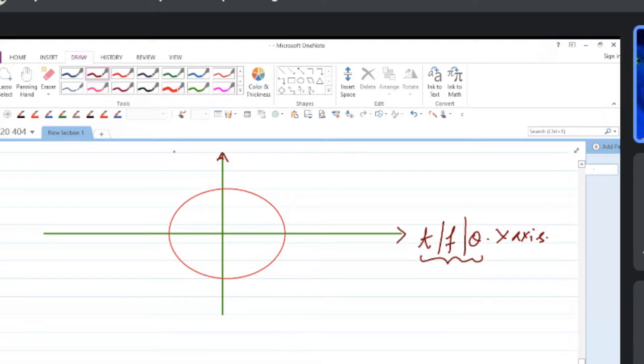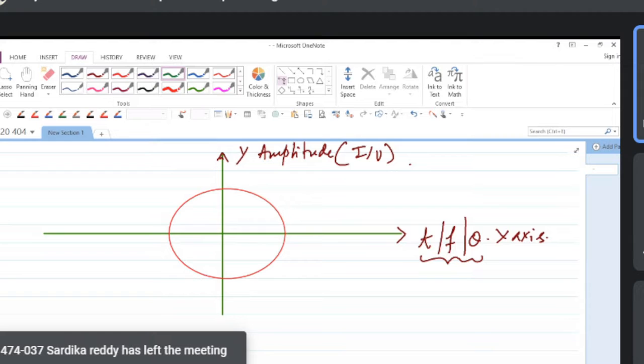So, when you are talking about the circular motion, it makes angle theta. So, when a body is moving along this direction, what happens is this.